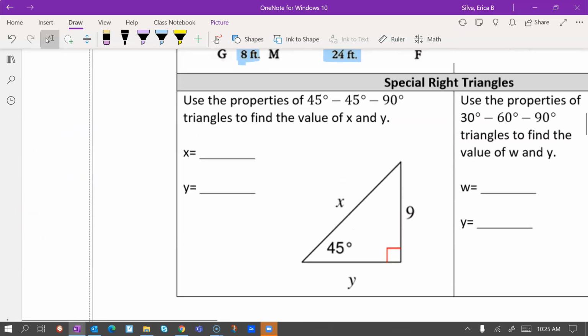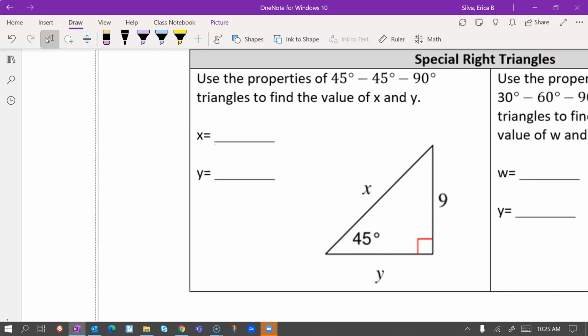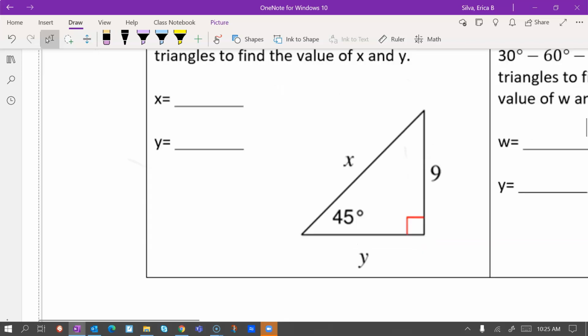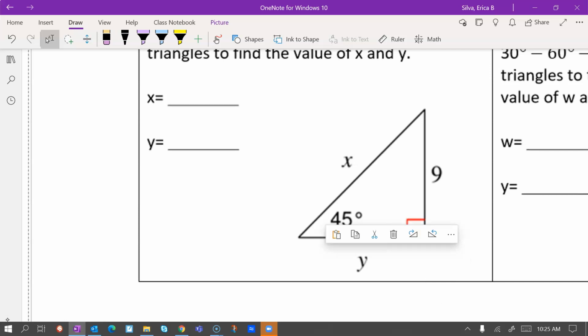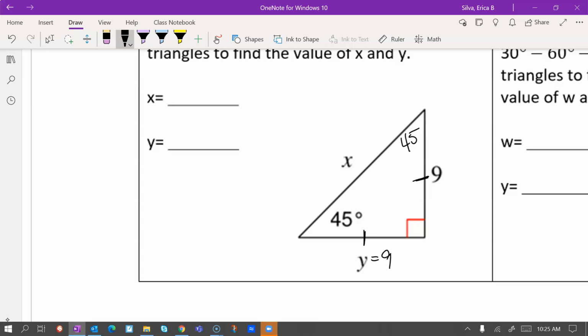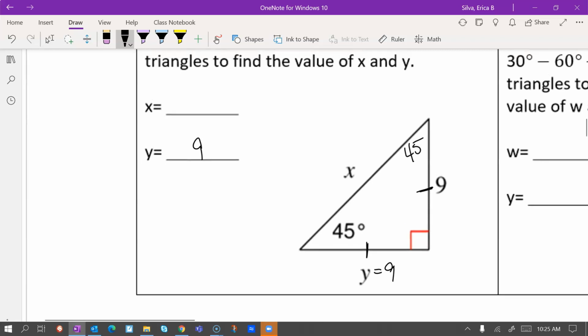Let's go on to the next one. The next one is using the properties of my special right triangles, 45, 45, 90. If you recall, if this is a 45, 45, 90, my base angles are congruent, which means these two sides are equal. Therefore, y is equal to 9. And if you remember from our rules, if our two sides are 9, then to get the hypotenuse, we simply take that side and multiply it by the square root of 2. So x is equal to 9 times the square root of 2.